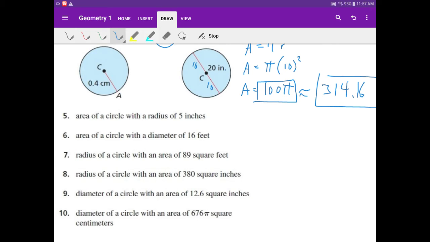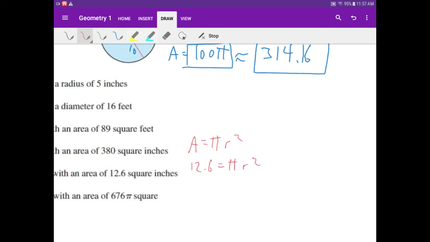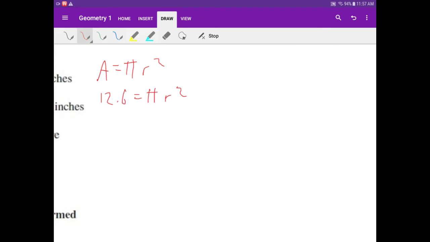If you're going backwards, so if you're finding, let's say, number 9 here, it's the same formula, A equals pi r squared. And this time you have the area is 12.6 equals pi r squared. So here's your formula. That's a pi. First thing we'll do is divide by pi. So divide this by pi, divide this by pi.